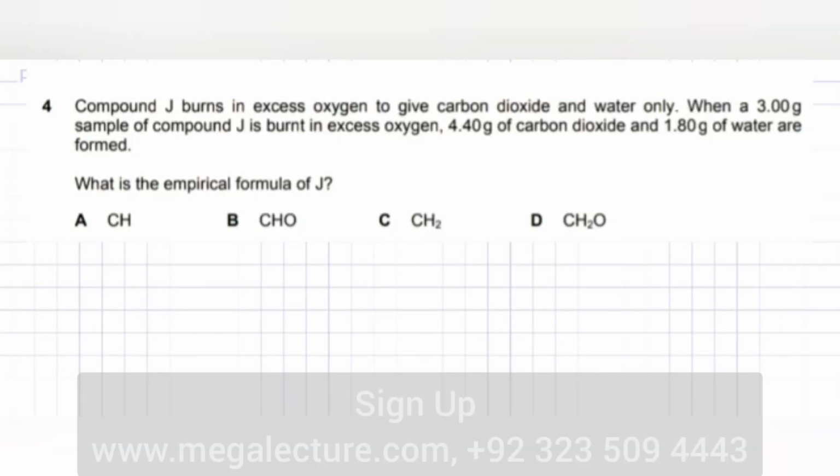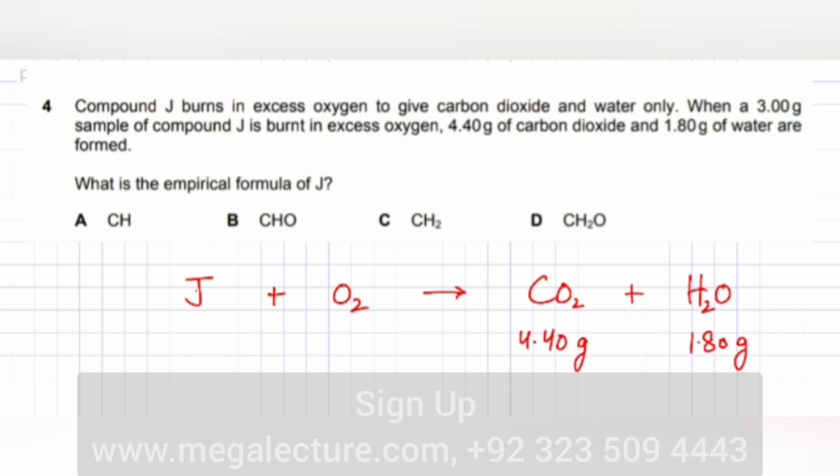Now, just as a demo, I'm going to try and solve this past paper question. It's a moles past paper question, and it says that compound J burns in excess of oxygen to give carbon dioxide and water only. When a 3 gram sample of compound J burns in excess of oxygen, 4.4 grams of carbon dioxide and 1.8 grams of water are formed. So here's your basic equation: J burning in oxygen, producing carbon dioxide and H2O.